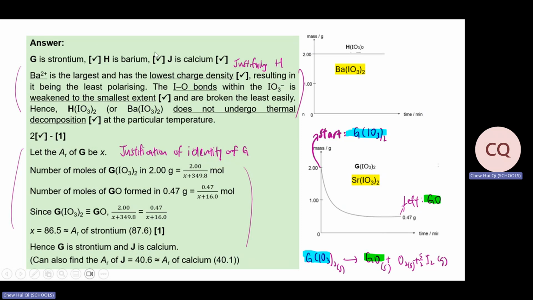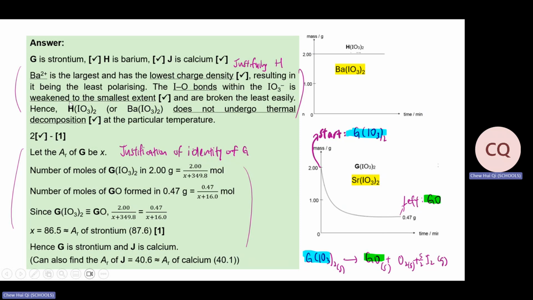So for the first part, I think most of you identified G, H, and J correctly, so I'm not going to go through it. G is strontium, H is barium, J is calcium. Each of these, if you identify correctly, there will be a tick. Second, to justify H, we use your theory. Your story about barium 2+ being the largest, having the lowest charge density, your marks will be considered here.